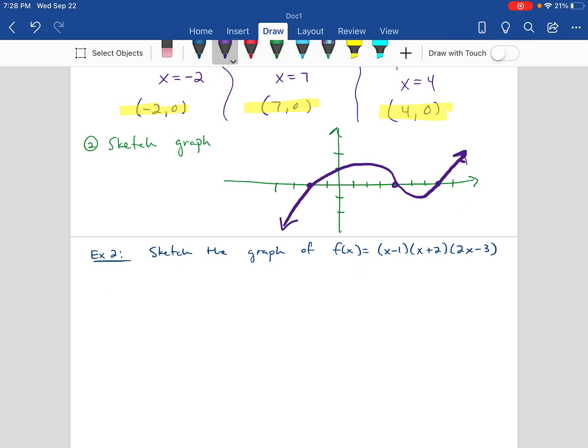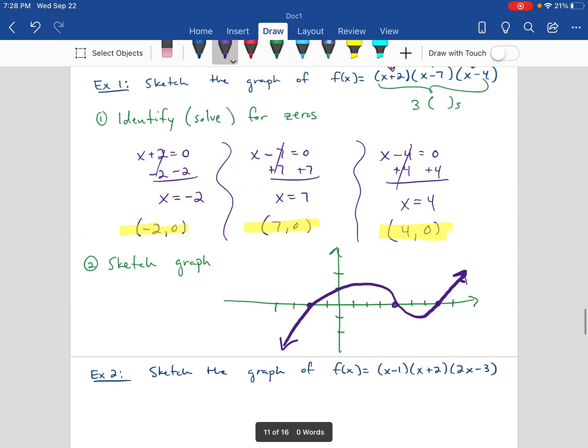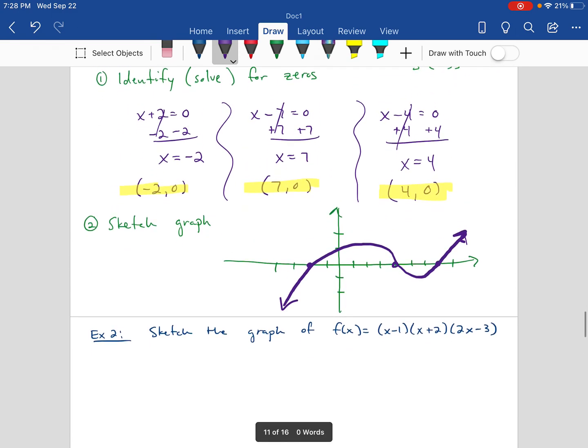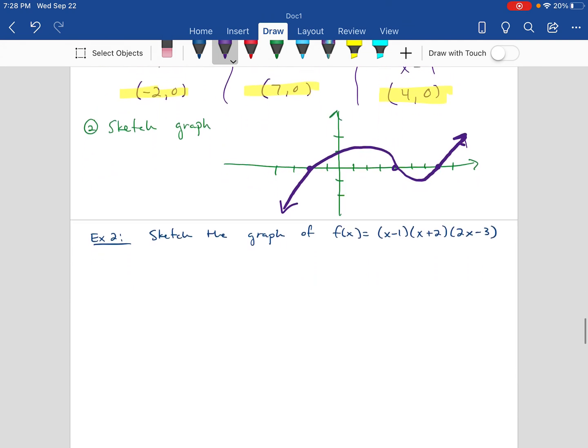Okay, for our next example, I want you guys to sketch the graph of f(x) = (x - 1)(x + 2)(2x - 3). So go ahead and pause this video, and I want you to try this, okay? So you identify or solve for the zeros, and then try to sketch your graph. Okay, so I'm going to identify my zeros. I have 3 parentheses, so I'm going to have 3 different equations equal to 0.